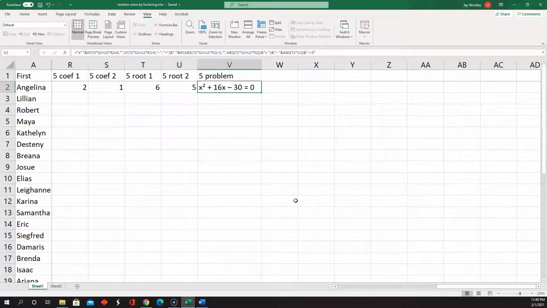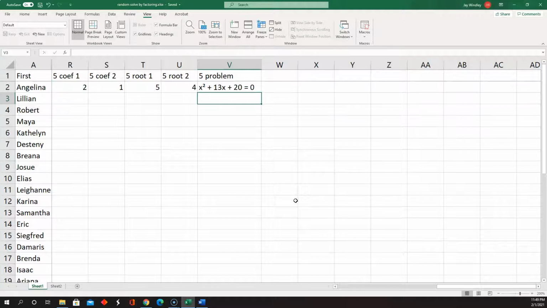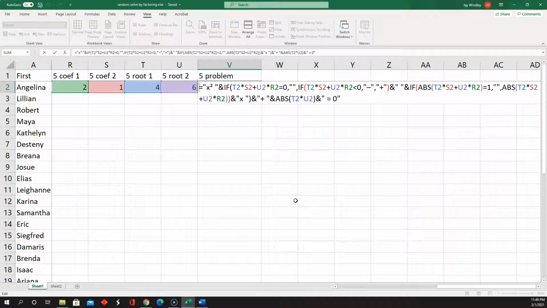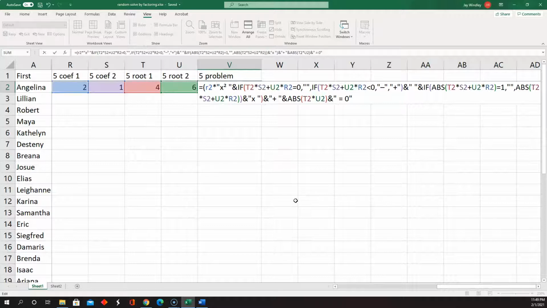So that's getting us 16x. We've got 2x times 5, which is 10x, 1 times 6, which is 6x. There's our 16x, so that's all fine. We're making everything positive, so we're going to put a plus sign there. So this is all going okay, except for one thing. If you look at this, oh wait, I also need this coefficient of x squared to be r2 times s2.